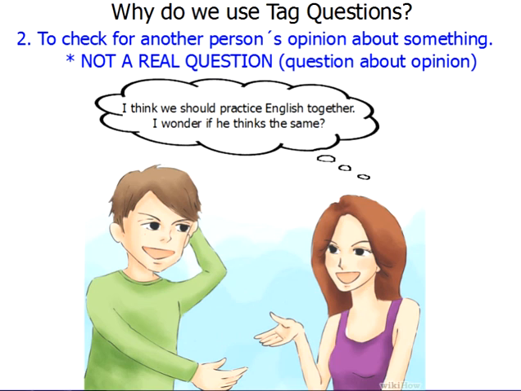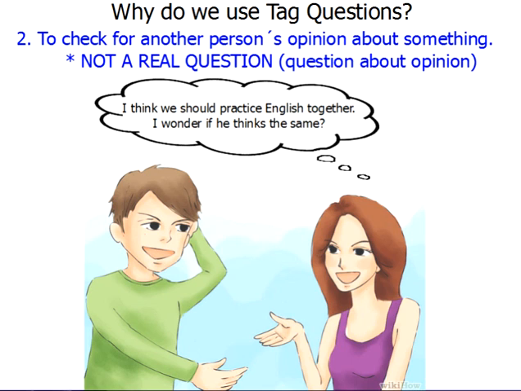However, we have a second reason for why we use tag questions. The second reason we use tag questions is to check for another person's opinion about something. So in this way, this type of a tag question is not a real question because it's more of a question about the other person's opinion. You want to check for the other person's opinion.